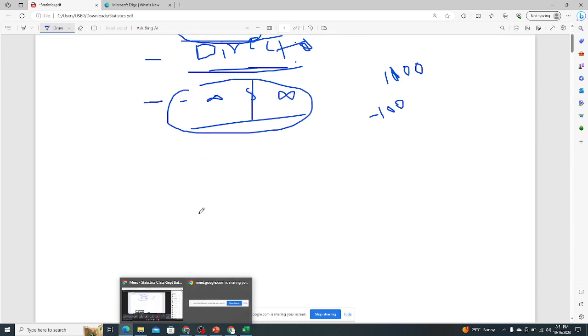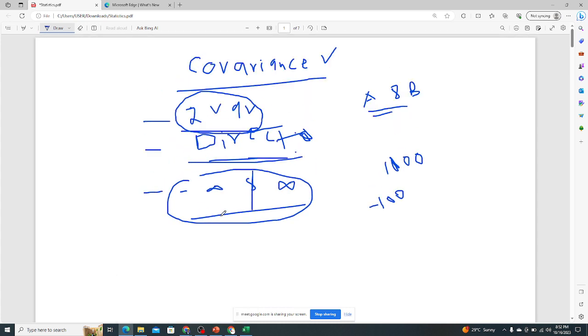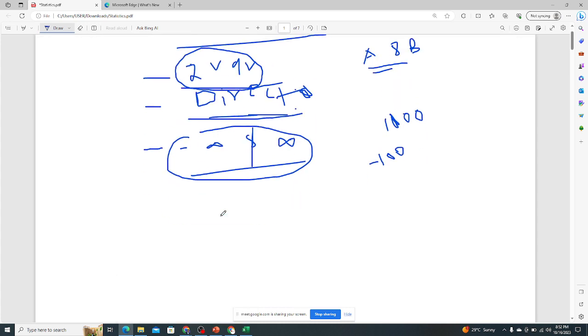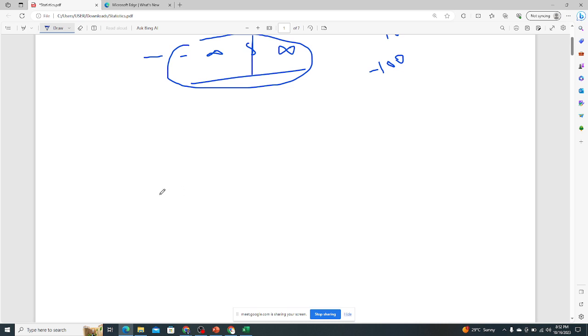Good. The other thing about covariance, maybe just to give an illustration. Let's assume we are having two variables: the house size, so this is HS, house size, and price.